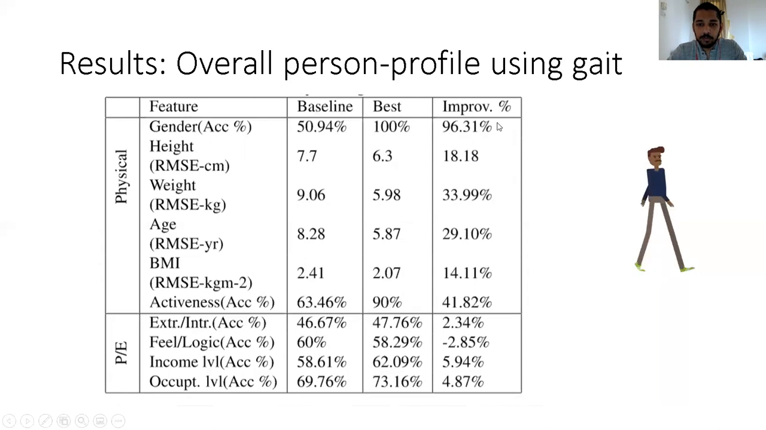and you will see the percentage improvement finally. So you can see we can actually achieve a big percentage improvement over the baseline for all the physical characteristics: gender, height, weight, age, BMI, and also activeness. But we were not able to achieve a significant improvement over the baseline for socioeconomical characteristics such as extrovert, introvert, income level, occupation level, and so on.